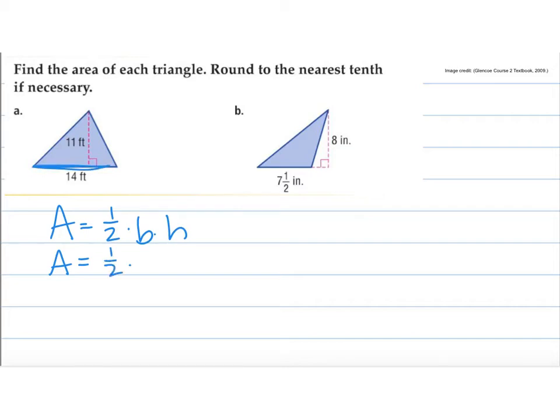Base would be this side here, which is 14. Height makes a 90-degree angle, so 11. Okay, 1/2 times 14 times 11. Area equals 77 feet squared.